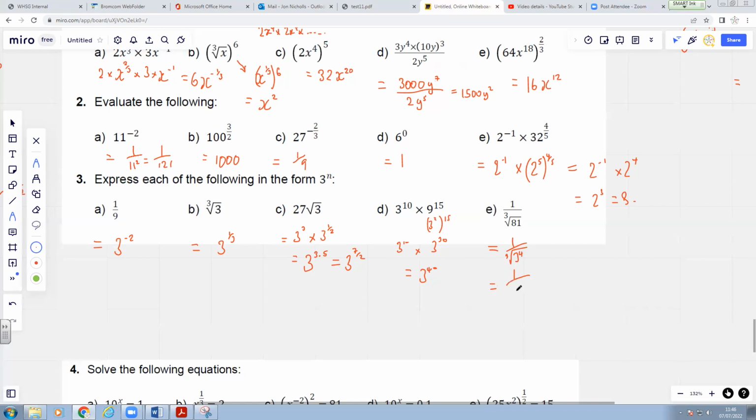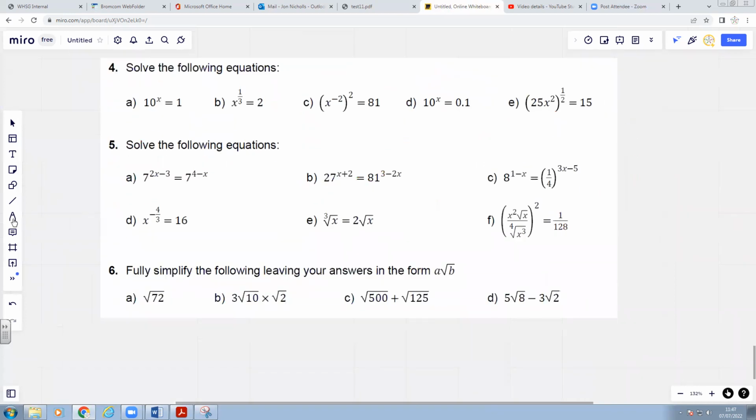Then you can write that as 1 over 3 to the power of 4 to the power of a third. And so that's 3 to the 4 thirds, which is 3 to the minus 4 thirds. That one took a little while, but we got there in the end. Okay, what about question 4?